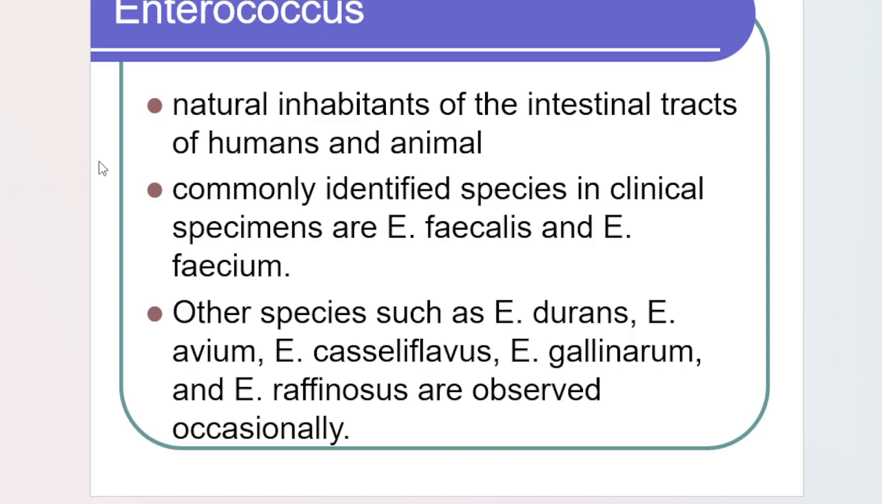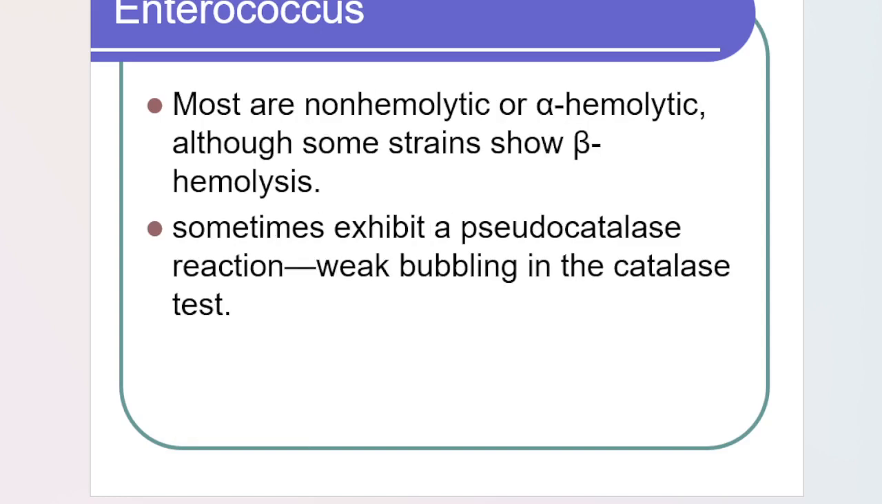Okay, so Enterococcus, these are also normal flora of the intestinal tract. Commonly identified species are faecalis and faecium. Other species: durans, casseliflavus, gallinarum, raffinosus. They have the D antigen. That is why, historically, they were classified as group D Streptococci. But with further identification, they were removed from group D. They are now a different genus, Enterococcus. It is just that they also have the D antigen, like the group D Streptococci.